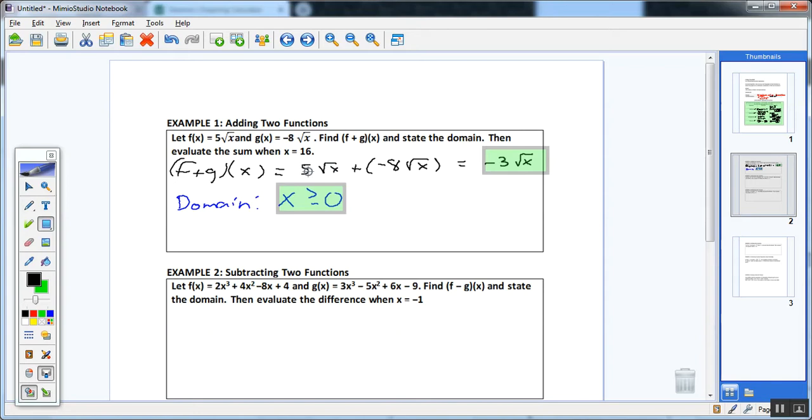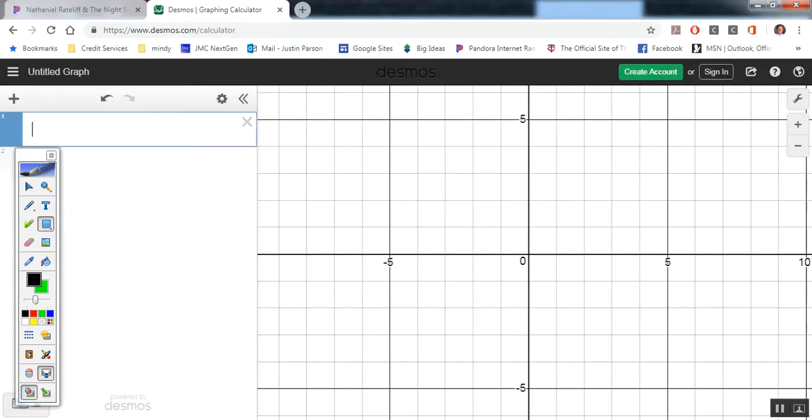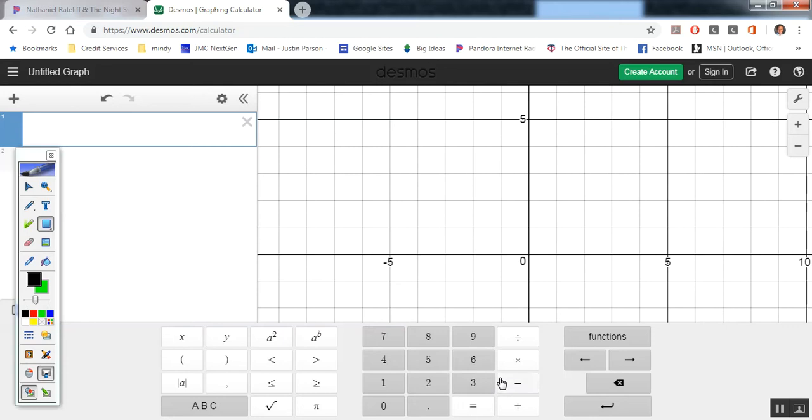Okay. We think the domain is x is greater than or equal to 0, but here's where I would encourage you to say, okay, I've come up with a function here. Let's just type that in. What do we get for a function, kids? Negative 3 root x, yep. So I'm going to just type this in here. I'm going to go negative 3 roots x here.